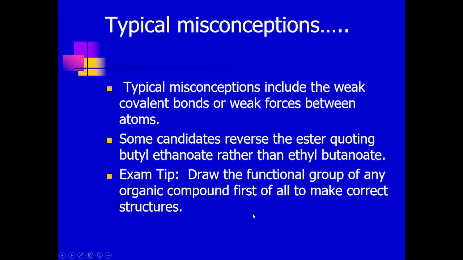Typical misconceptions include weak covalent bonds or weak forces between atoms. Always remember that covalent bonds are very, very strong bonds. Remember, the intermolecular forces between the molecules are weak. Some candidates reverse the ester, writing butyl ethanoate rather than ethyl butanoate. So always draw your esters clearly and according to their structures. Exam tip: draw the functional group of any organic compound first of all to make the correct structures.